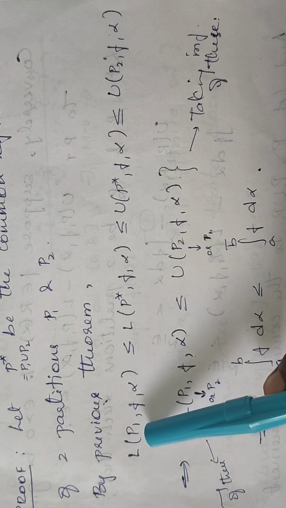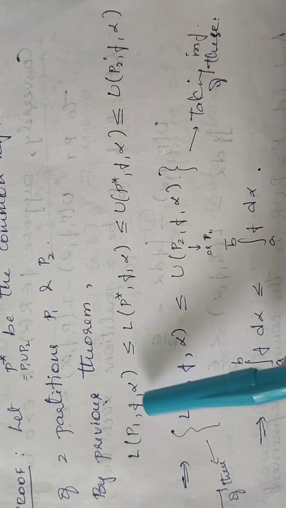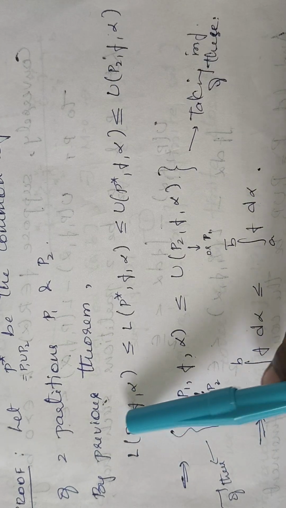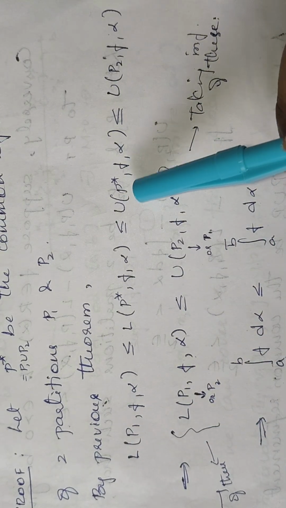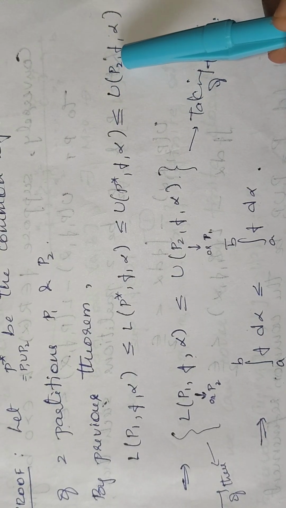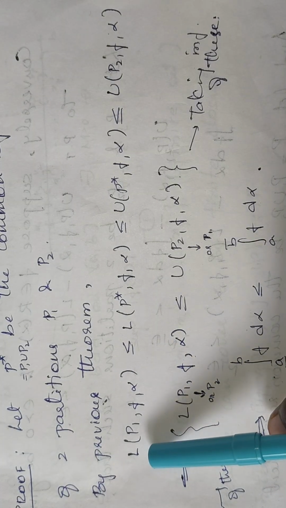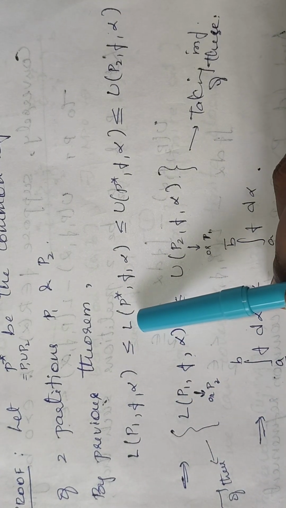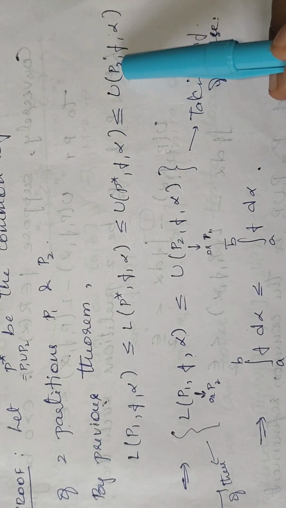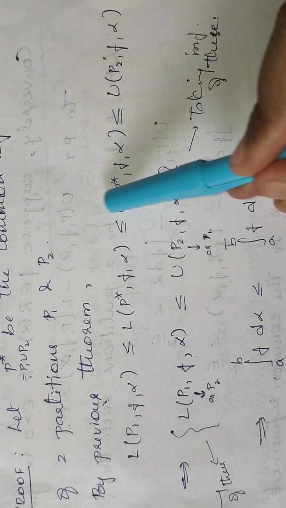So L of P1, F, alpha is less than or equal to L of P star, F, alpha, or L of P2, F, alpha is less than or equal to L of P star, F, alpha. So I can take anything. See here, and U of P star, F, alpha is less than or equal to U of P1 or P2. Whatever it is, we have this result. We have L of P1, F, alpha less than or equal to L of P star, F, alpha, and U of P star, F, alpha less than or equal to U of P2, F, alpha. So by the previous theorem you can write this inequality and this inequality.